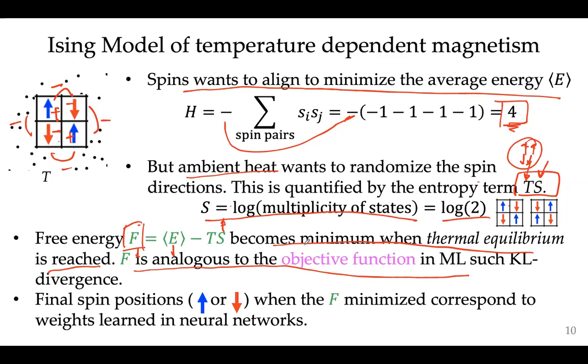So if we are to make a connection between spin systems, Ising's spin model, and neural networks, I can say this: final spin positions. Let's say you have multiple spins, and each of them can be up or down. So the final spin positions, when the free energy is minimized, correspond to weights learned in neural networks. They can be up or down, in this case +1 or -1. Those would be the weights in the neural networks.